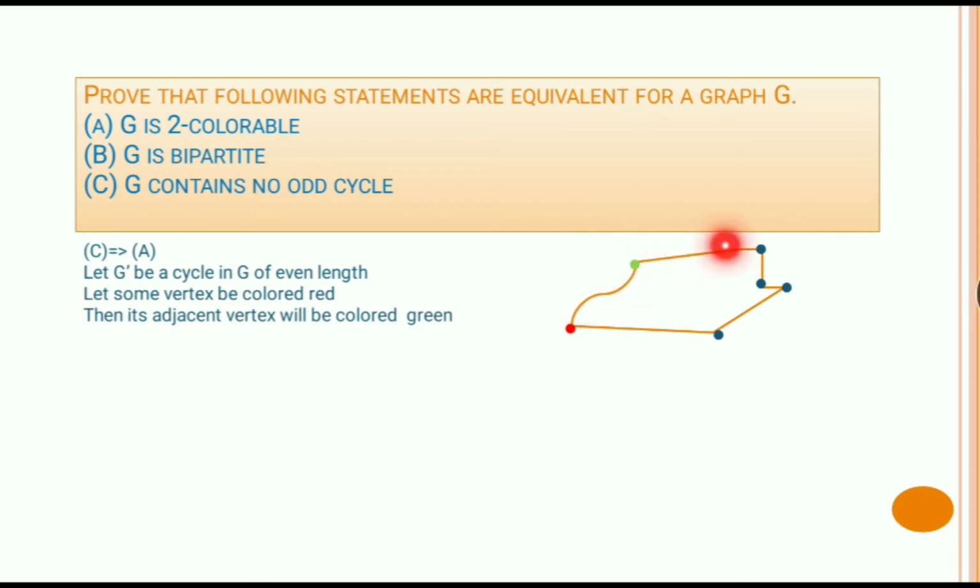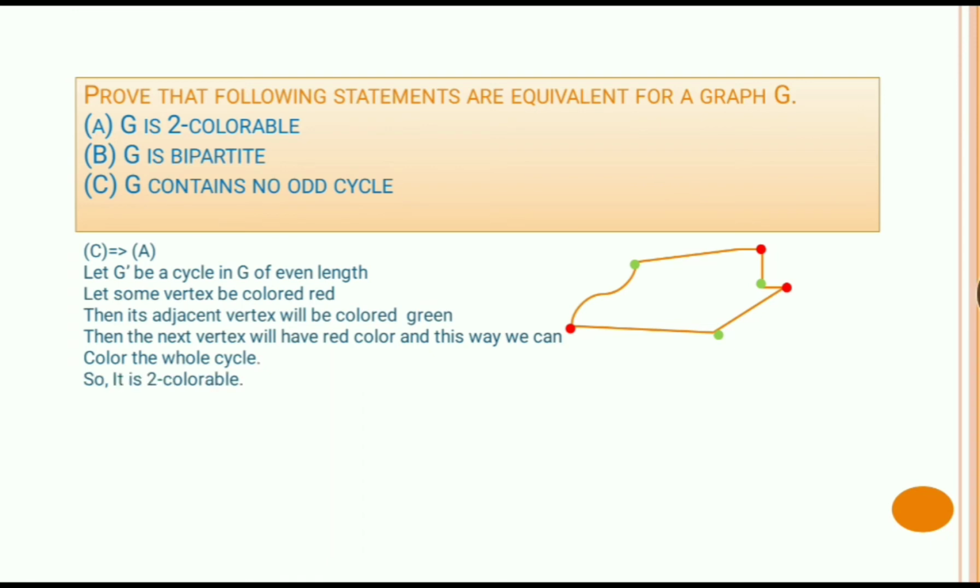Then the next vertex can't be given green color, so it will be given red color. And this continues: red, then green, then again red, and then green. So in this way the whole graph will be colored, and it will look like this. So only 2 colors are used in this graph, hence it is 2 colorable. So this proves that it is a 2 colorable graph. So in this way we have proved A implies B, B implies C, and C implies A. So these 3 statements are equivalent to each other.